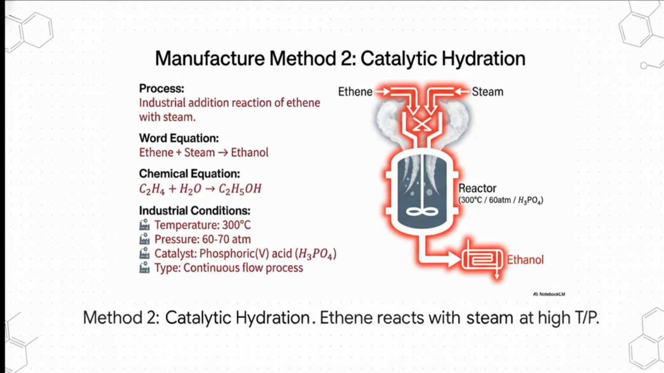And method number 2 is the total opposite, the hydration of ethene. This is a pure, heavy-duty industrial process. You just react ethene with steam. The equation is super simple, right? C2H4 plus H2O gives you C2H5OH. But the conditions, whoa, they are anything but gentle. You need a scorching 300 degrees Celsius, a crushing pressure of 60 to 70 atmospheres, and a solid phosphoric acid catalyst to get the job done.